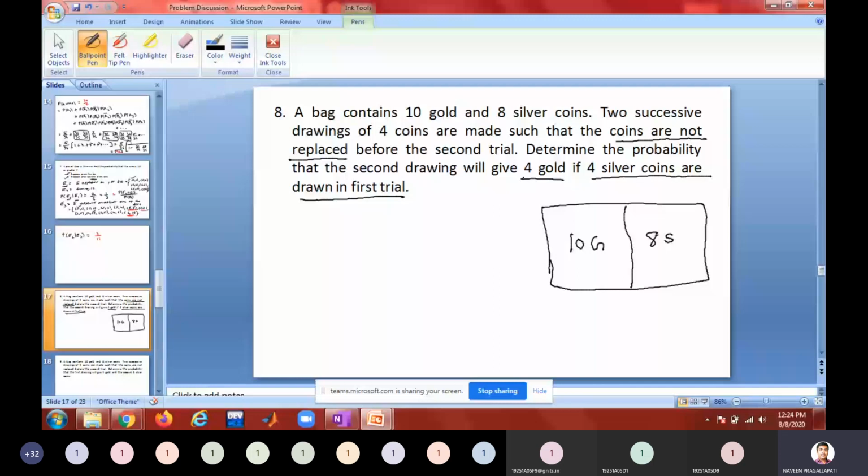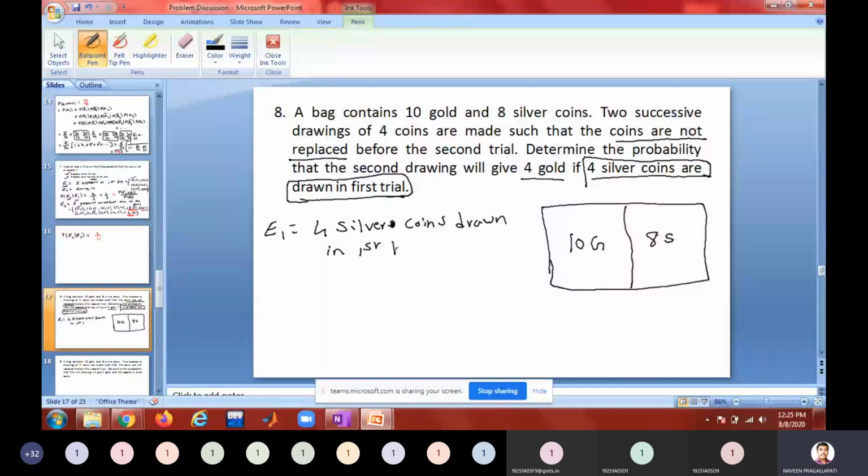So what is the prior information? Prior information is this. Let us say E1 is equal to 4 silver coins drawn in the first trial.